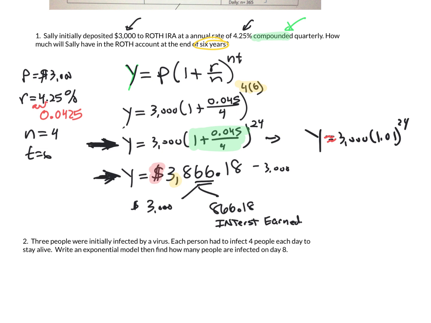Okay? So now we have this scenario. 3 people were initially infected by a virus. Each person had to infect 4 people each day to stay alive. Write an exponential model, then find how many people are infected on day 8. So there's nowhere in there where it says the word compound. So because it doesn't say compound, we're not using this formula.